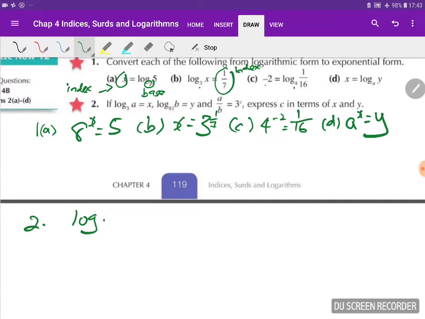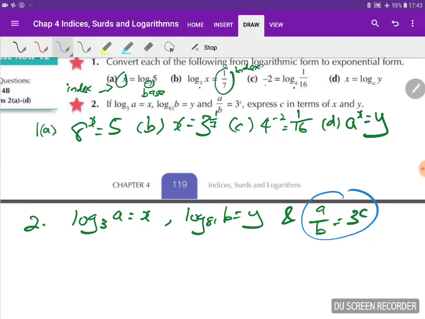Okay, so now let's look at question 2. Log base 3 of a equals x, log base 81 of b equals y, and a over b equals 3 to the power c. So express c in terms of x and y. For this question, you can see that here you have your a over b equal to 3 to the power c.